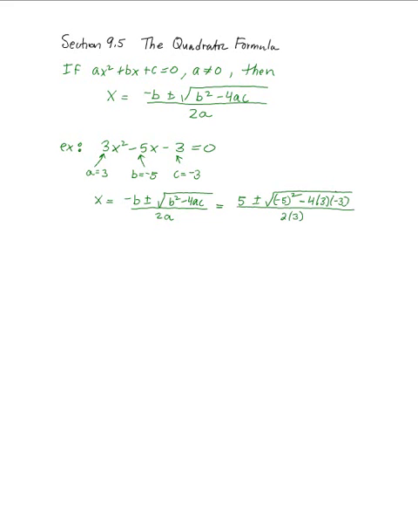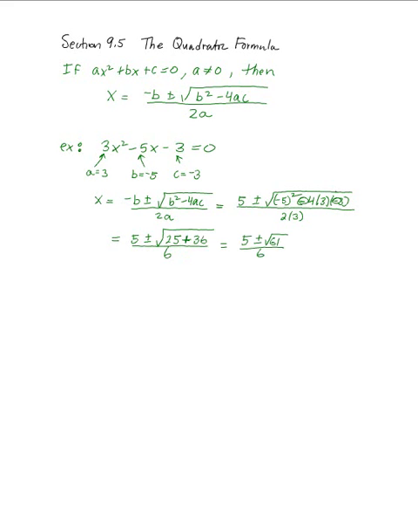2 times 3. All right, so now all I need to do is simplify. That's 5 plus or minus the square root of negative 5 times negative 5 is 25, minus 4 times 3 times negative 3. That's negative 36. But notice I already have a minus here, and I have a minus there. A minus and a minus is going to make that a plus. So that's going to be plus 36 all over 6. That's 5 plus or minus the square root of 61 over 6. And there it is. I'm done.